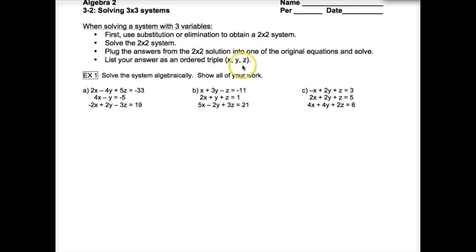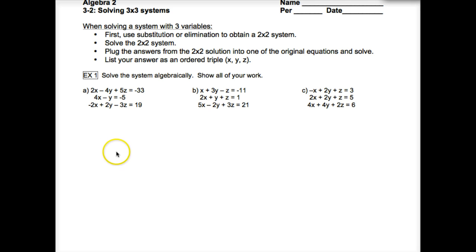values for our variables. And so then once we've done that, we can plug those values into one of the original equations and solve for the third. We always list our answer as an ordered triple. So on 2 by 2s, I had you list your answer as an ordered pair. Here, we're in an ordered triple. The variables should always be in alphabetical order. So if for some reason we're using something other than x, y, and z, you should list it in alphabetical order.